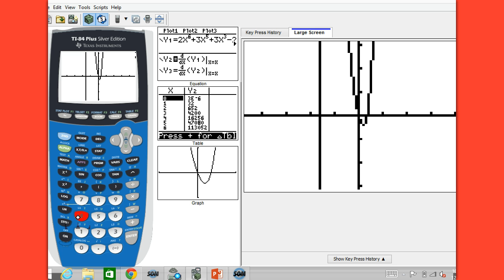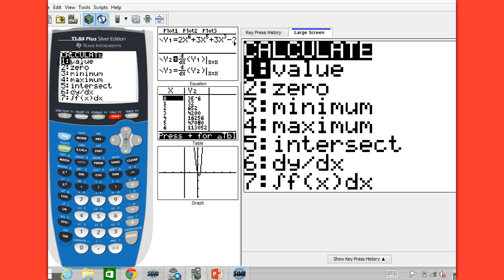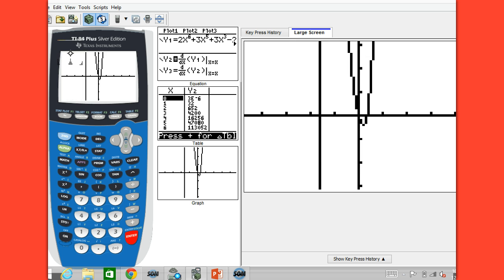Okay, now I can see it better. I can see, okay, we changed from negative to positive at this value. And so you told me that I could find that by using my 0 button.